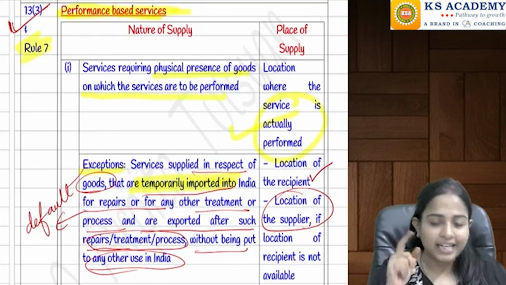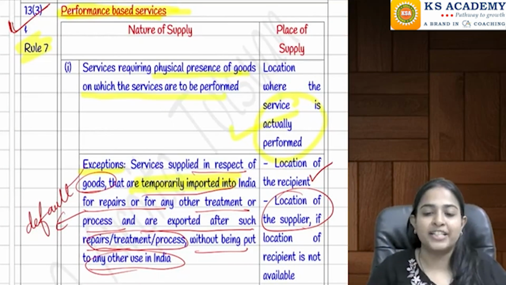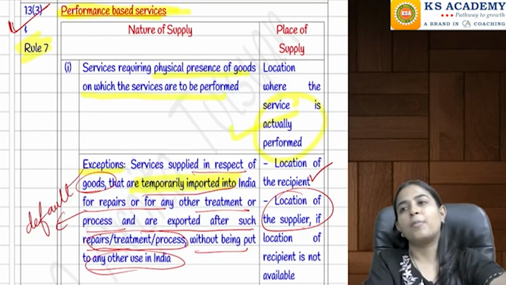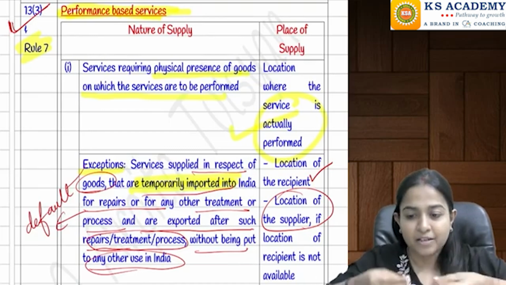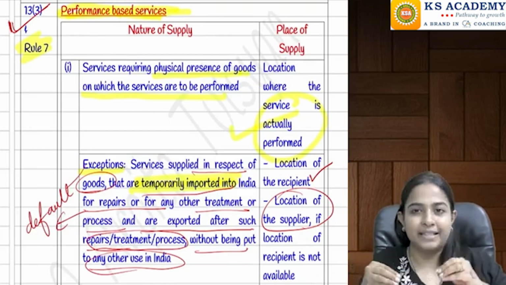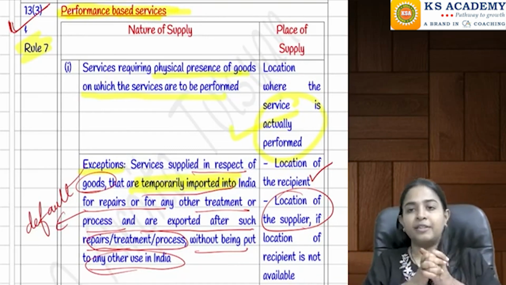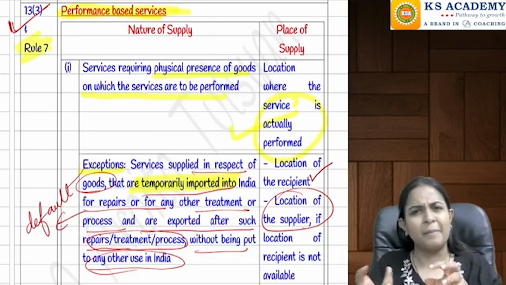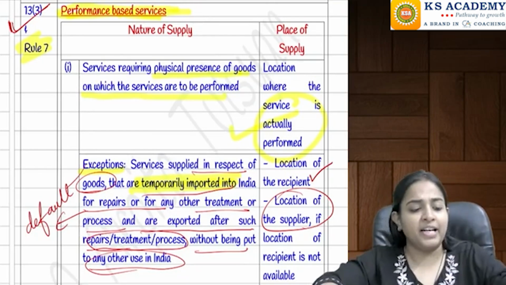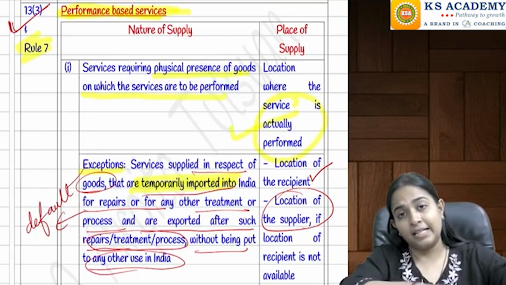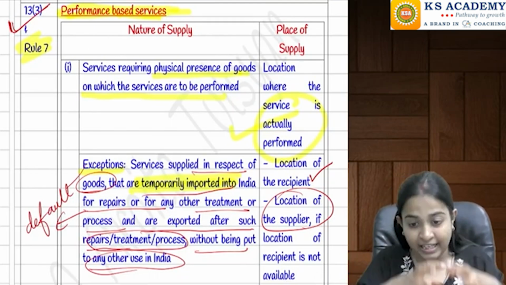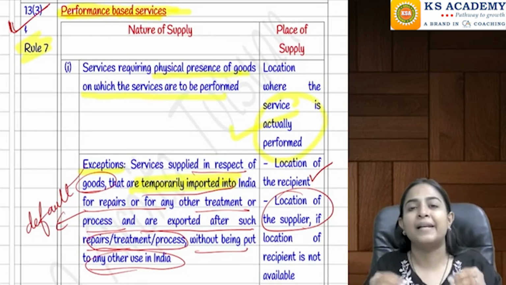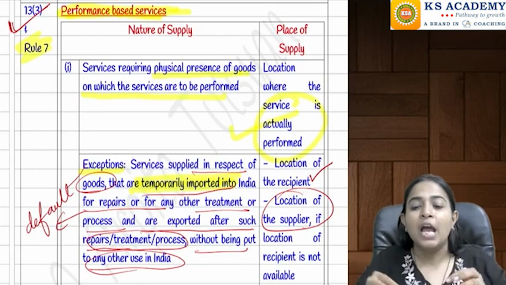Yes? Okay, now let's start with section number 13.3. Very, very important. Section number 13.3 and rule number 7. Now this is talking about performance-based services. That is some service which will involve doing something. That is performance-based. Now, if some services have been provided on goods, maybe repair services, etc. If there are some services provided and such services require physical presence of the goods, then the place of supply will be the place where the service has been actually performed.